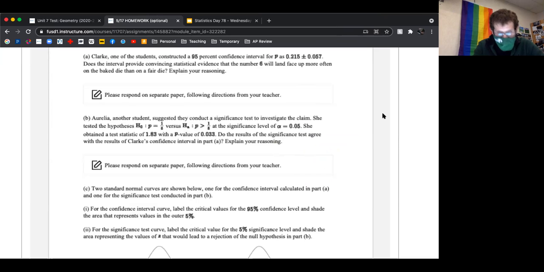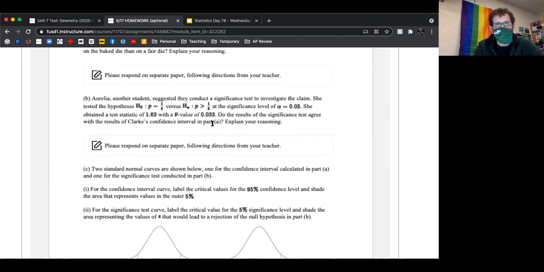Now, the next one says that a significance test was run, a hypothesis test, and there was a null hypothesis that the proportion of rolls was 1/6, which is no change. And the alternative is that they actually rolled more often. And they got a p-value of 0.033. Now this, I think we all know, because it's less than the significance level, we would reject the null hypothesis. We would say this is statistically significant. There is convincing evidence that the die rolls more often on a 6 than a fair die would.